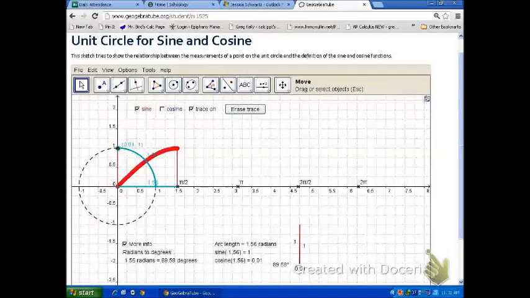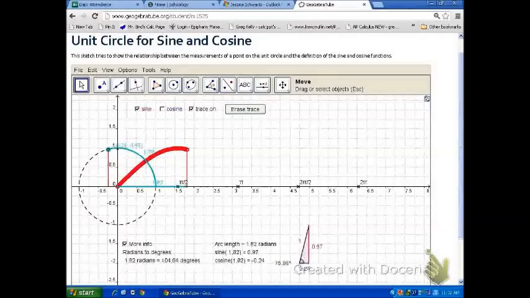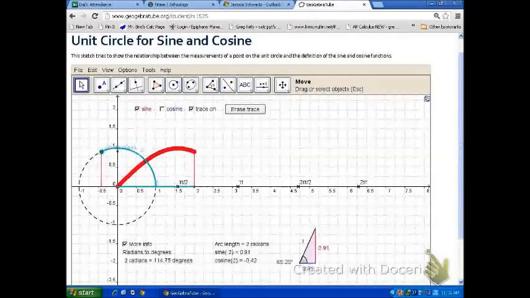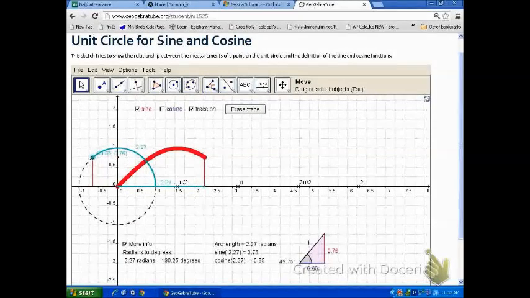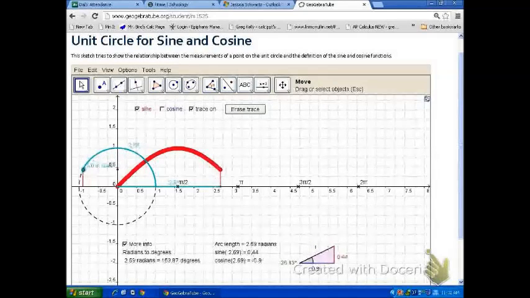Moving along my circle, now you're going to see that as I draw these rectangles in, the heights of all of them are getting smaller and smaller and smaller. And that height is being reflected by the curve of my sine graph moving down.